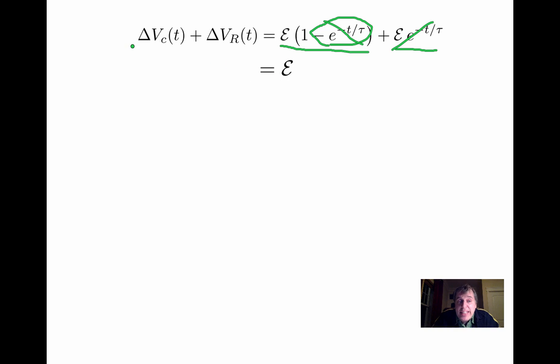But what this is telling us is that the voltage across the capacitor is increasing and the voltage across the resistor is decreasing, but the two changes are compensating each other exactly. So if, let's say, you take a certain amount of time, let's say 1 second, the increase of delta VC would be exactly equal to the decrease of delta VR in the same amount of time, so that the sum is always equal to the EMF.